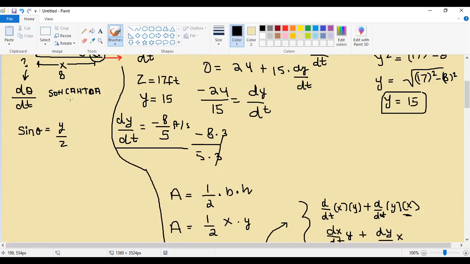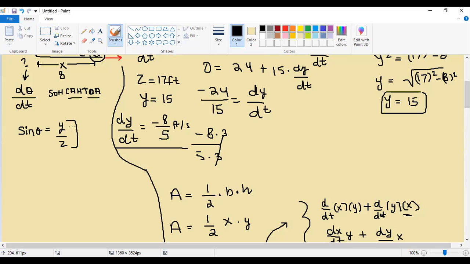Now, you could have also used cosine and you could have also used tangent, but the idea is the difficulty of actually finding the derivative, because once we equate theta to something, we're actually going to end up solving for the derivative of theta with respect to time. And in the process of doing so, we're going to have to take the derivative of both sides of this equation.